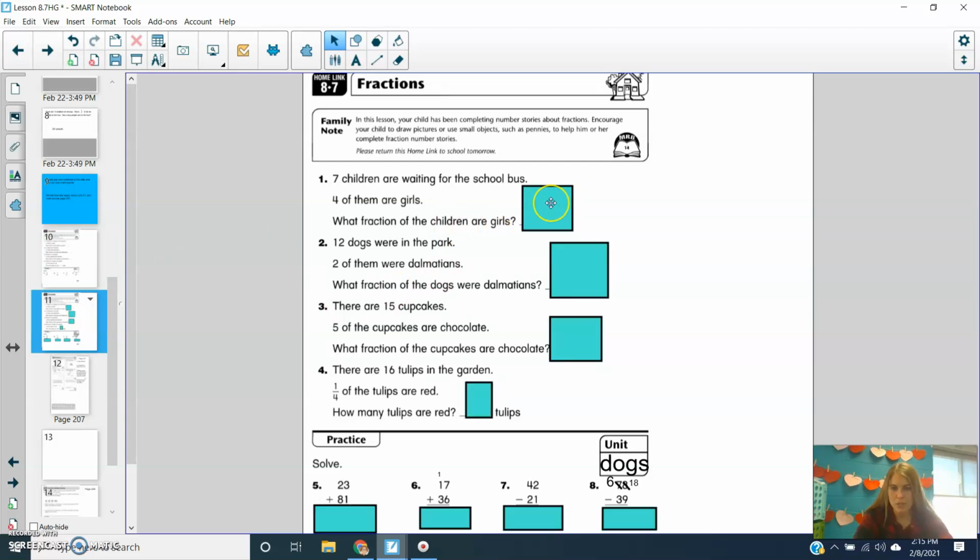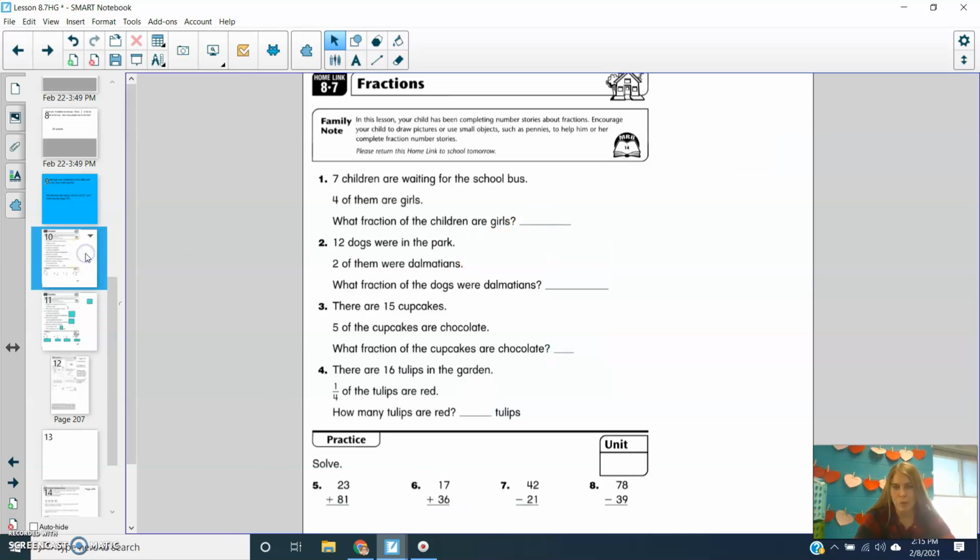All right, so we're talking about just number 1. If 4 of them were girls out of a total of 7, I would have the fraction 4/7. Let's look at 2, 3, and 4 now.